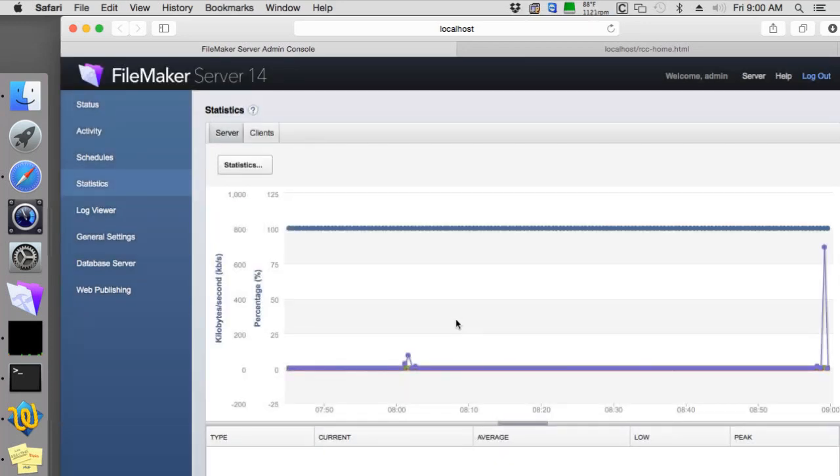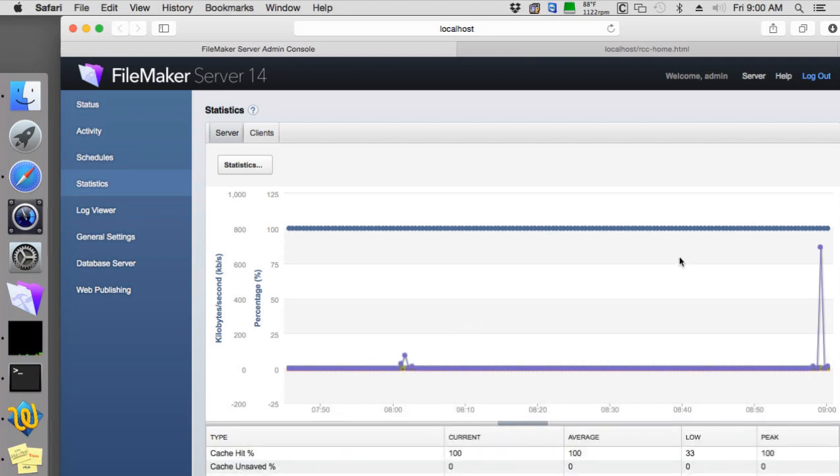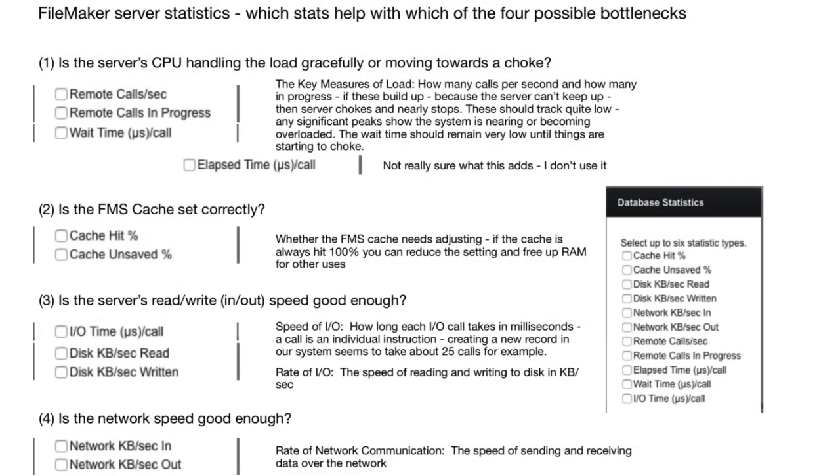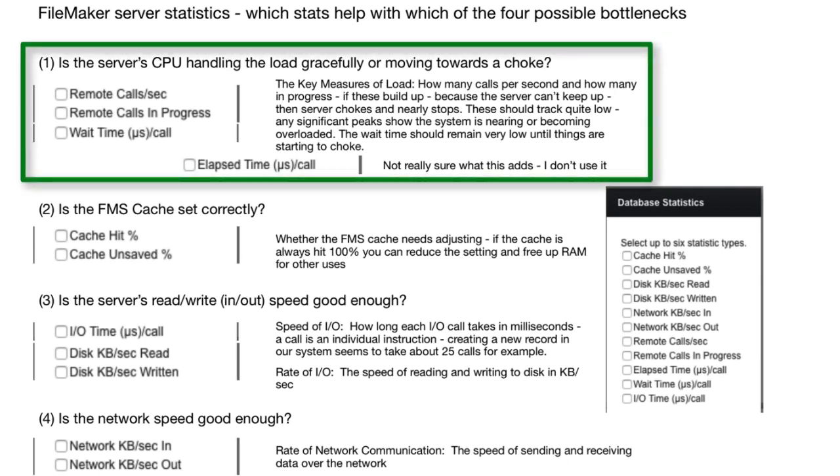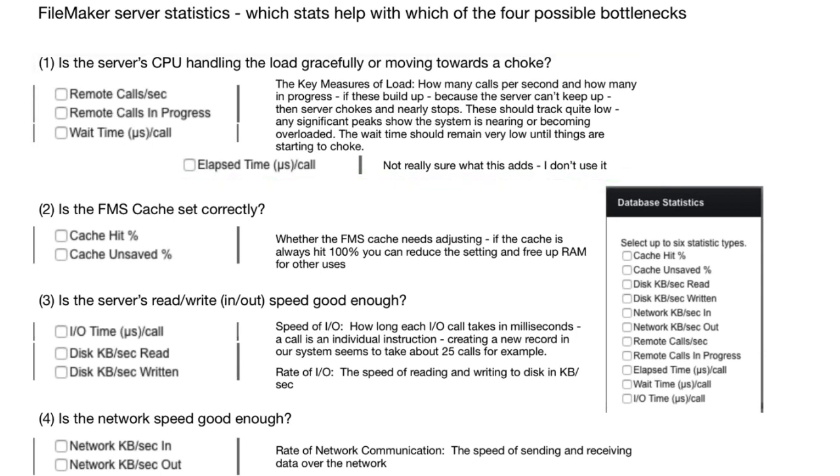What this doesn't do is give you a lot of guidance on what you might want to use. So what we've done is cut those up and spread them around a bit, and try to show what we found has worked for us. The most important ones for our testing have been the ones under section 1. Our question was: is the server's CPU handling the load gracefully, or is it moving towards a choke? The 3 measures we're using here are the remote calls per second, the remote calls in progress, and the wait time in microseconds.